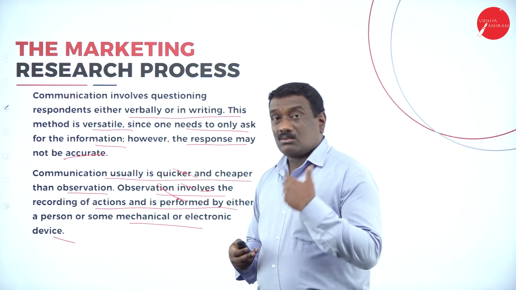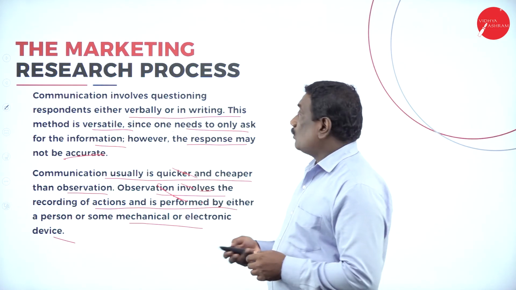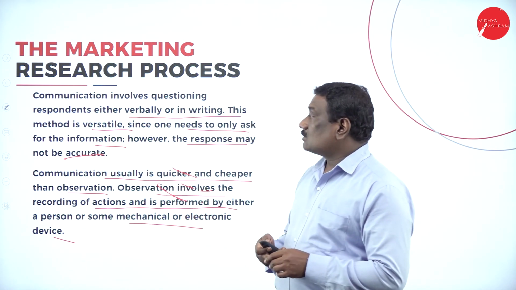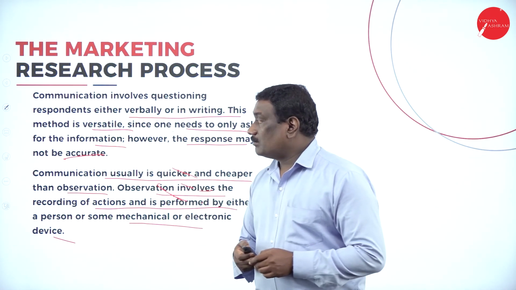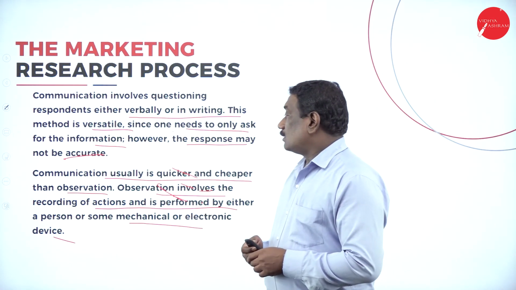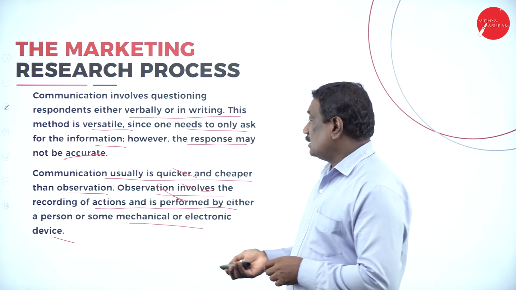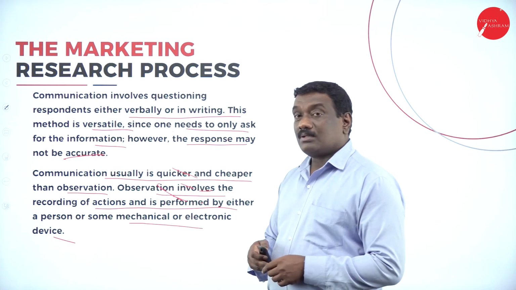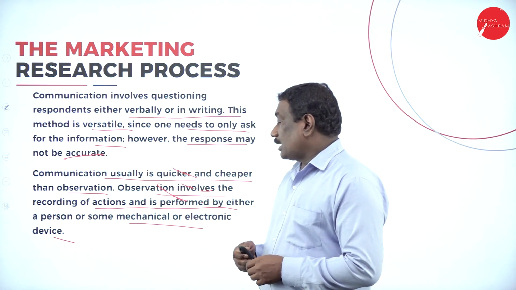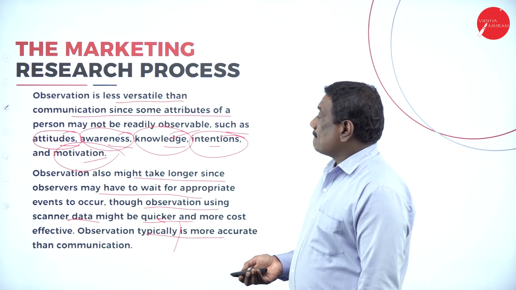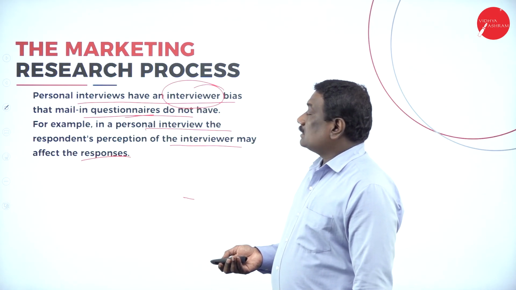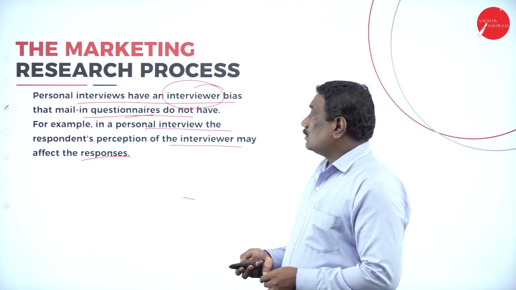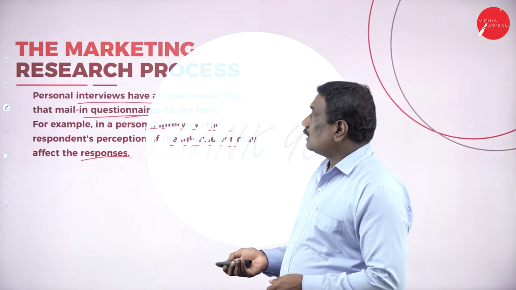It may be asked verbally, through speaking, and it can also be in writing. It is important to note that one need is to ask for the information, and the response may not be accurate. Communication is quicker and cheaper than observation, because observation involves actions and the performance of a person, which can be easily understood through mechanical or electronic devices. Personal interviews are directly with the interviewer, who asks the questionnaire to the person, so you can get immediate responses.